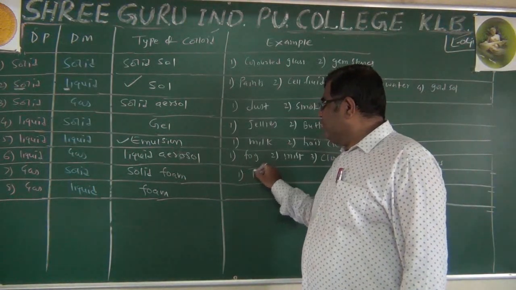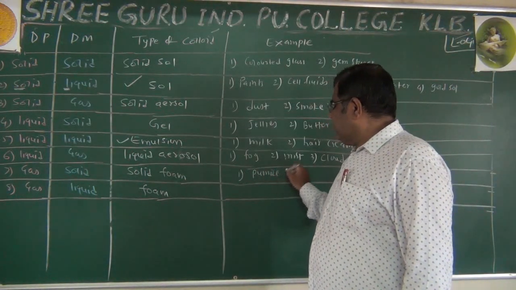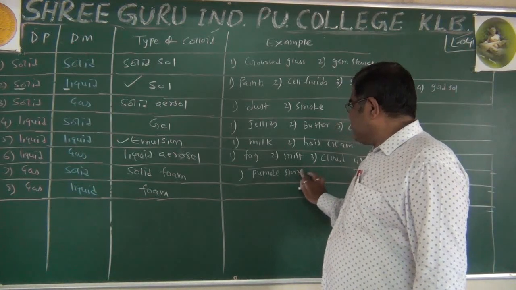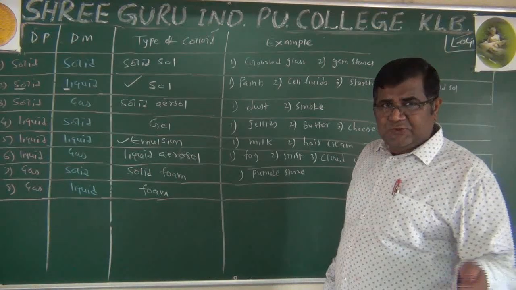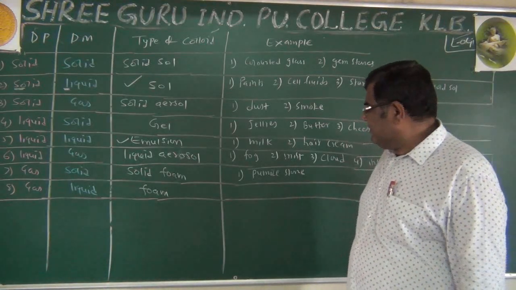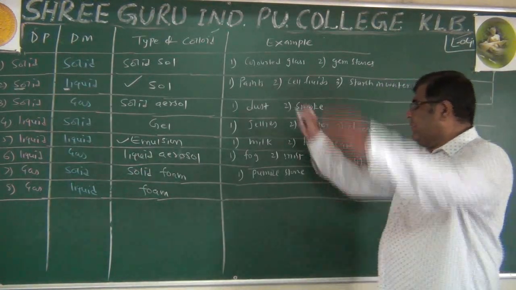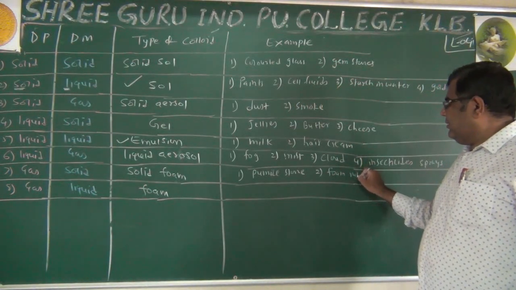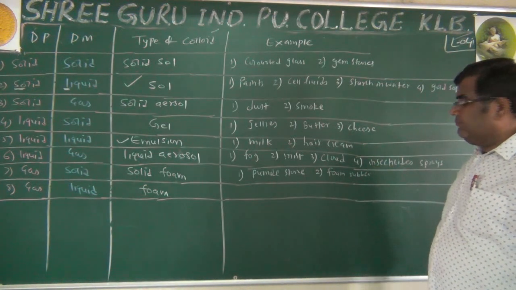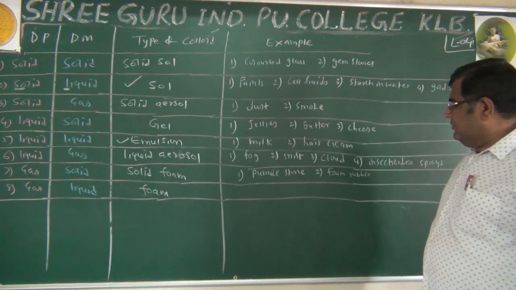Solid foam is pumice stone. Pumice stone is that stone which has pores in it. In those pores, gas is present, that is, gas dispersed in the solid. Or it is foam rubber, bubbles of rubber.